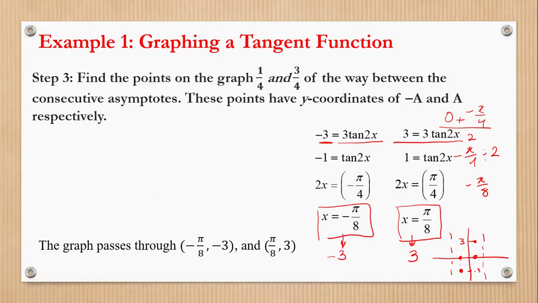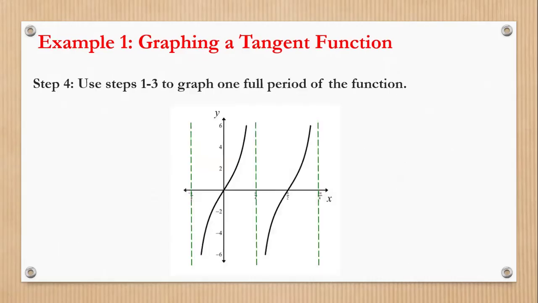Now it's time to plot all these points and then graph them. And you can see from -pi/4 to pi/4, the midway is 0 and 0. Halfway is -pi/8 and +pi/8, and that's exactly -3 and +3. And now we have this graph, this part. But that's the graph only for one period of the function.